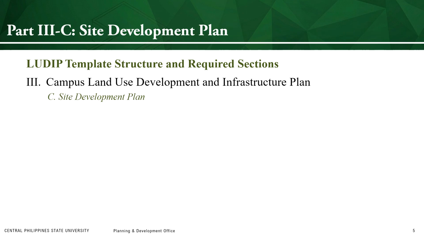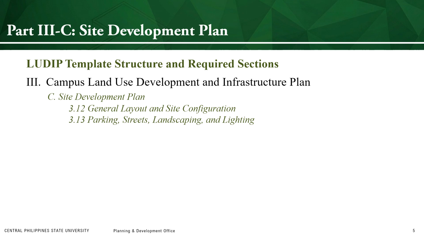Group C, Site Development Plan brings everything down to the ground level, literally. Section 3.12, General Layout and Site Configuration. Present a general layout map of campus facilities showing functional zones and the spatial relationships between key infrastructure components. This is your campus master map, the visual centerpiece of the entire LUDIP.